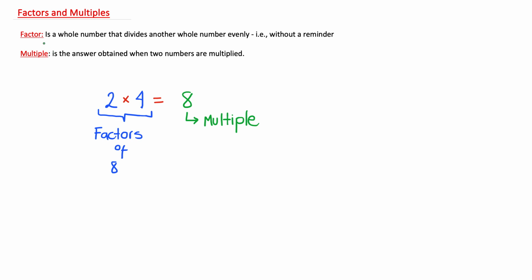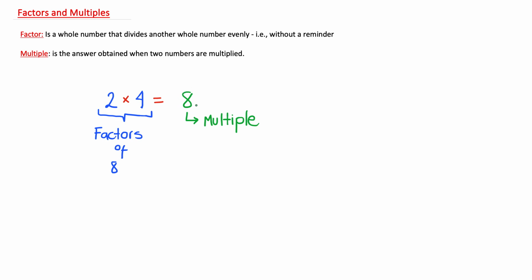Let's go here. A factor is a whole number that divides another whole number evenly without a remainder. So if I ask you, what are the factors of 8, or give me a pair of factors of 8: can I divide 8 by 2? Yes, I can, because if I multiply 2 times 4, I get 8. Agree? Can I divide 8 by 4? Yes, I can, because I can do 2 times 4 and I get 8.